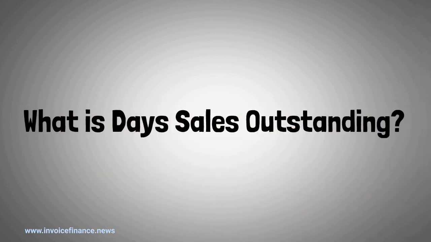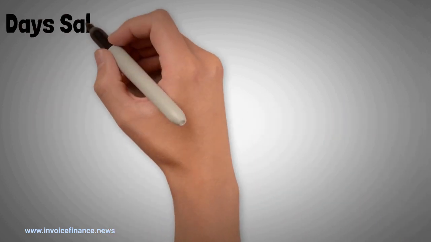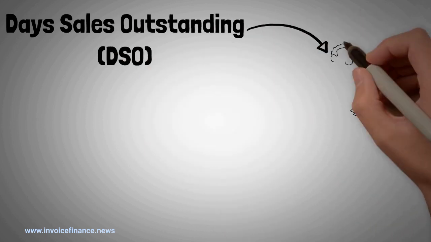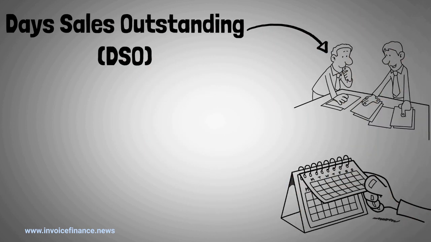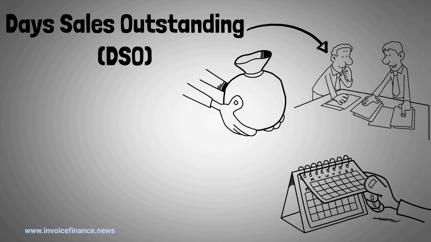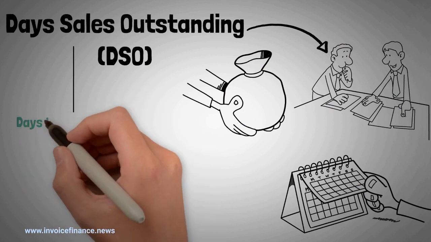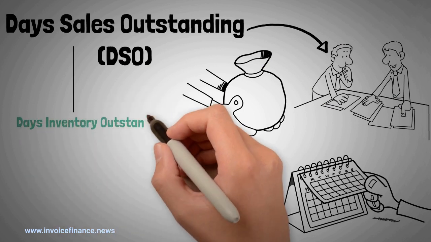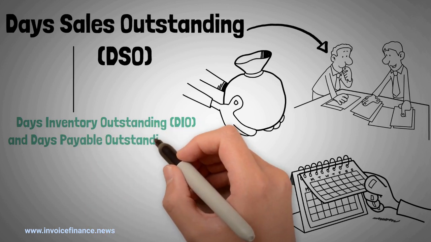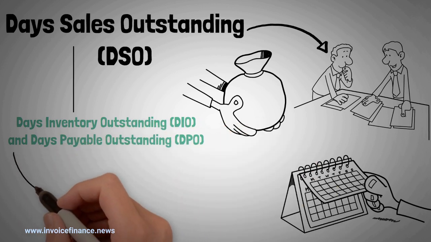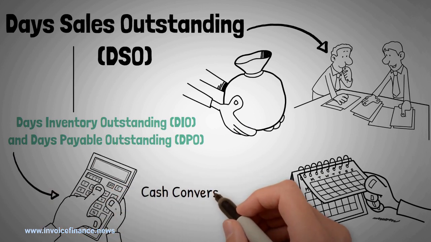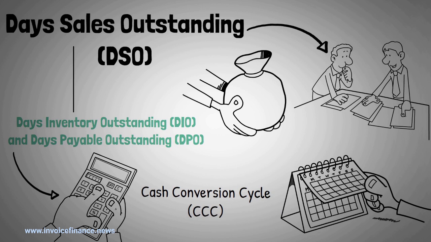What is Days Sales Outstanding? Days Sales Outstanding, DSO, is a metric used in financial accounting to measure the number of days, on average, that a company takes to collect its accounts receivable. Days Sales Outstanding is usually considered along with the metrics of Days Inventory Outstanding, DIO, and Days Payable Outstanding, DPO. Together, these three metrics can be used to calculate the cash conversion cycle, CCC.